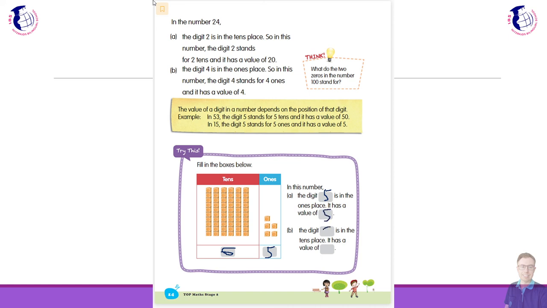And in the tens place is the digit 6, and because it's in the tens place, it doesn't have a value of 6. It has a value of 60. So with tens, always put a 0 on the end.